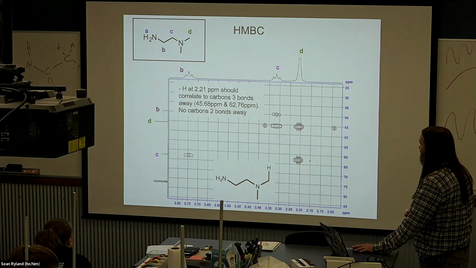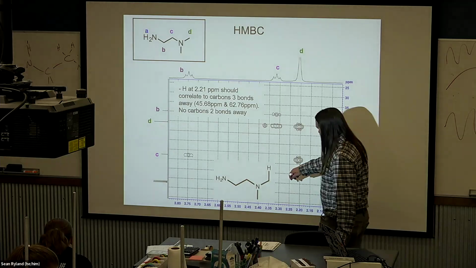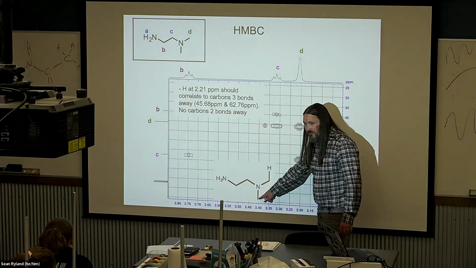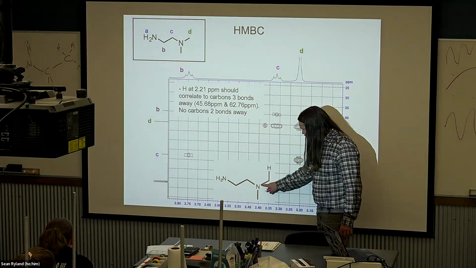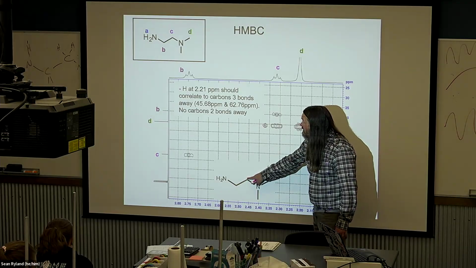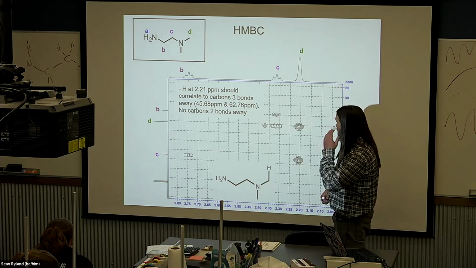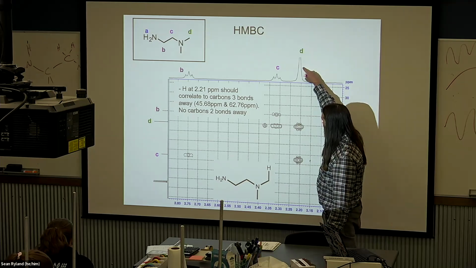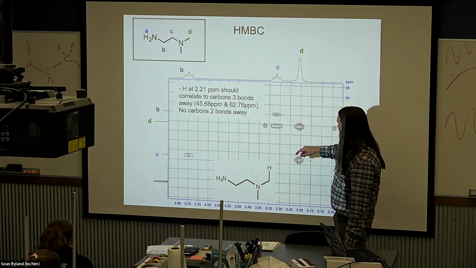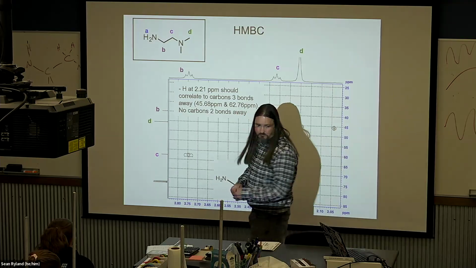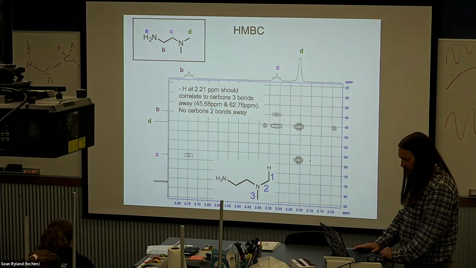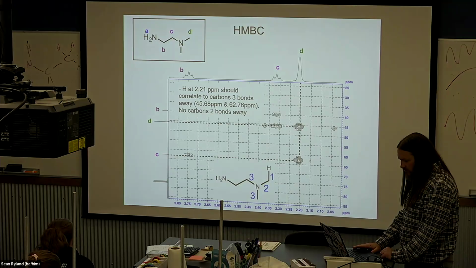So now let's look at D. 1 bond, 2 bonds, not a carbon. 3 bonds, carbon. 1 bond, 2 bond, 3 bond, carbon. So carbon C and carbon D should both be coupled to proton B. Boom, boom. Exactly what we expect. 1, 2, 3. 1, 2, 3.